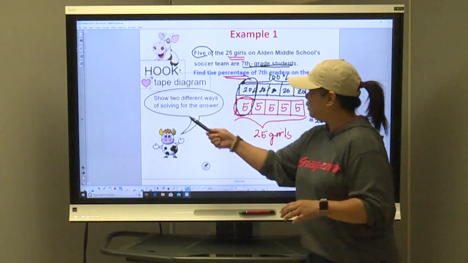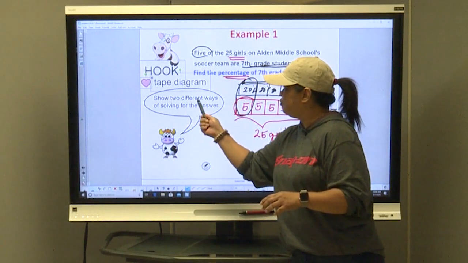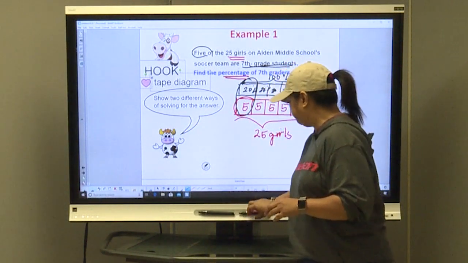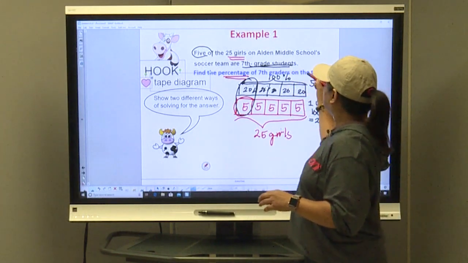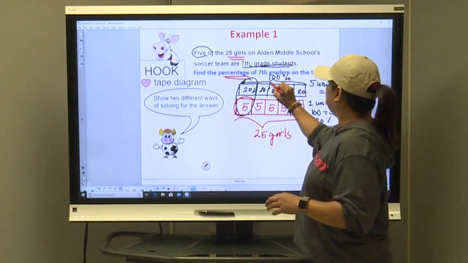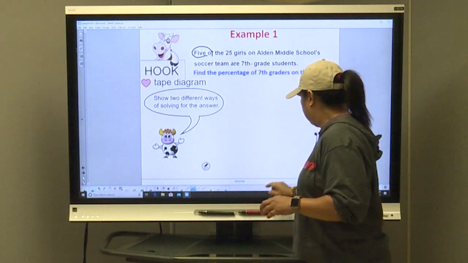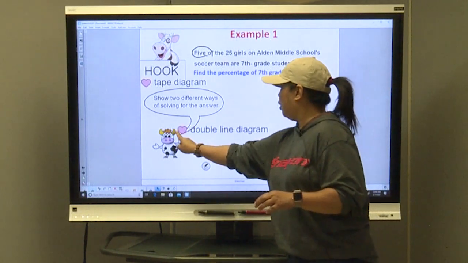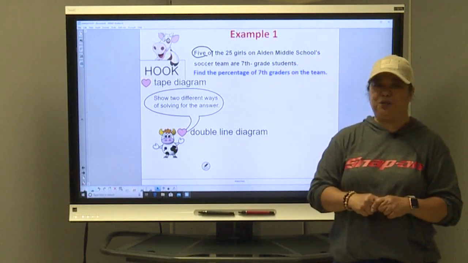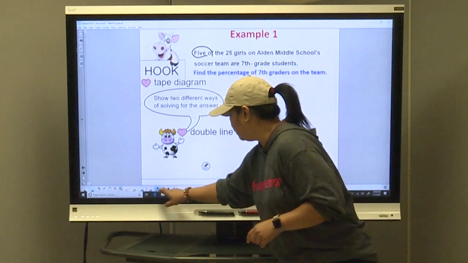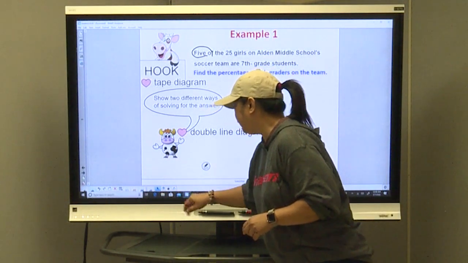Okay. So it says show 2 different ways. So that's one way. Okay. So let me erase this and let's find another way. Another way is called a double line diagram. Okay. So I need a line.